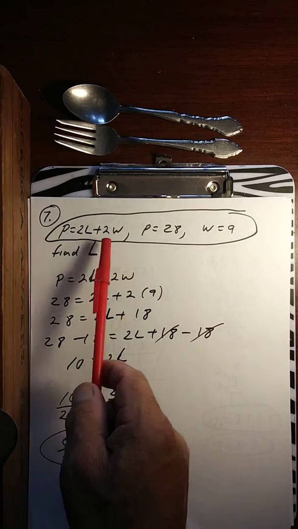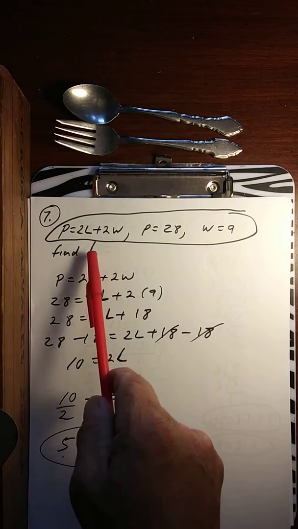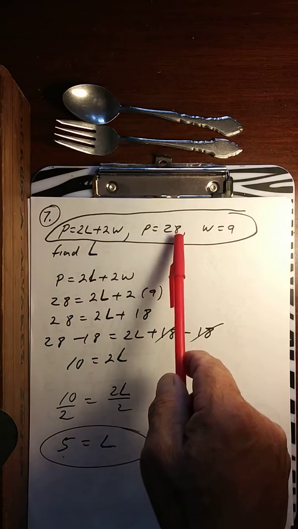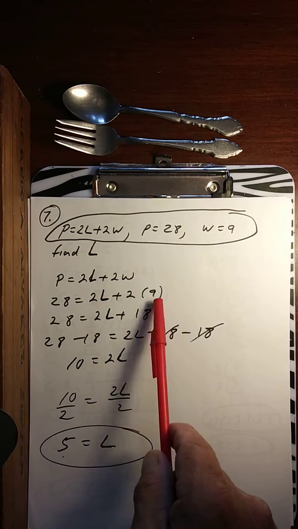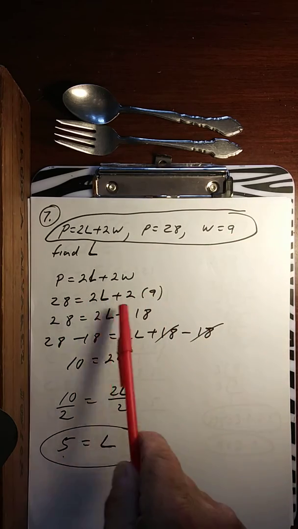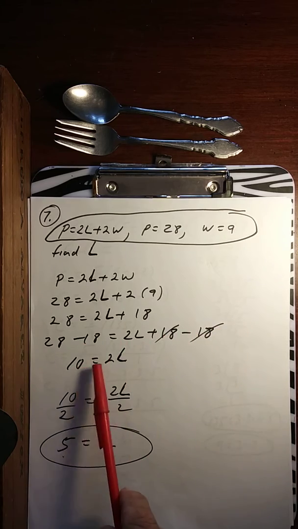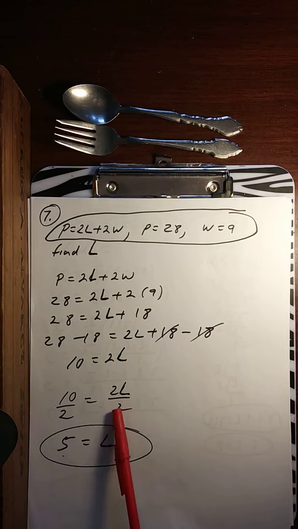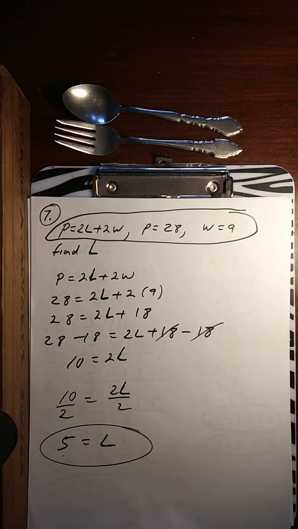P equals 2L plus 2W. P equals 28. W is 9, so it's like the perimeter formula. Find L. Well, I know that 28 goes here. I know that L, I don't know. W is 9, so put it in there. Substitute it in there. That's going to be 18. Then minus 18, minus 18, these are gone. So 10 equals 2L. Divide by 2, divide by 2. These are going to be 5. So this is going to be L. So L is 5.